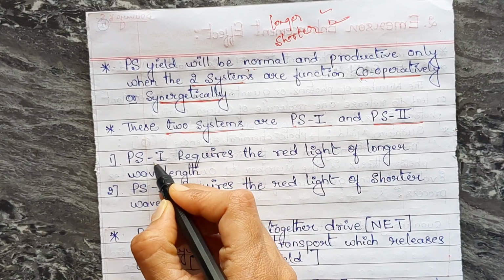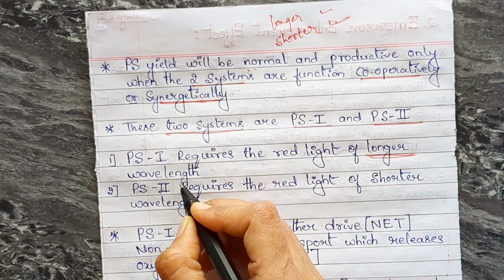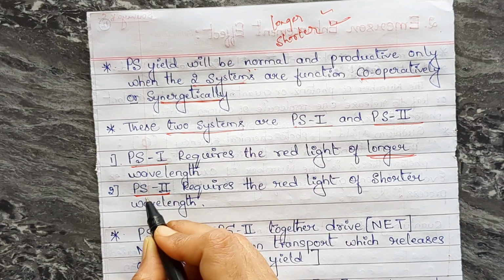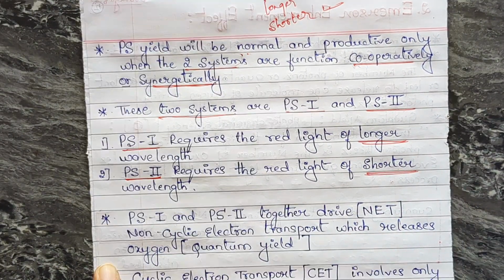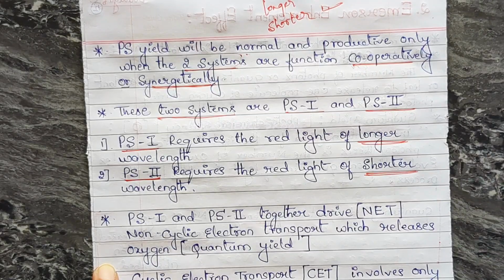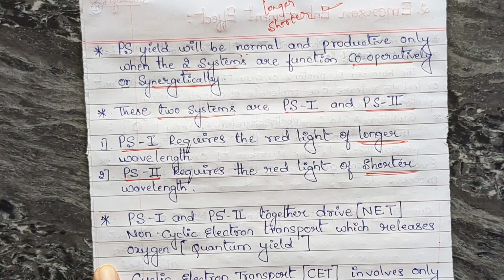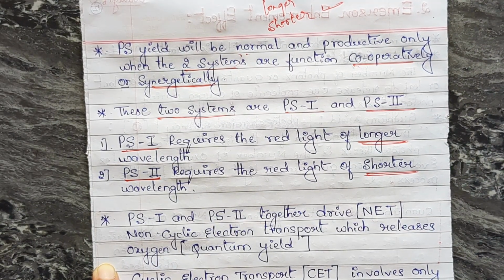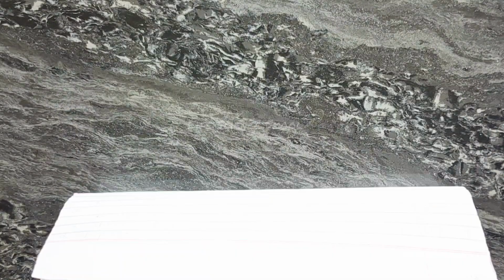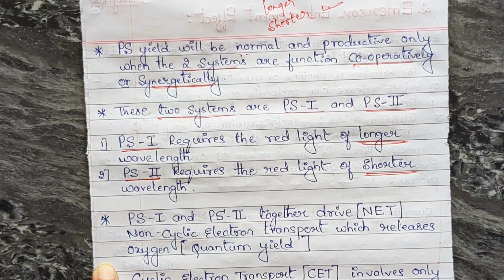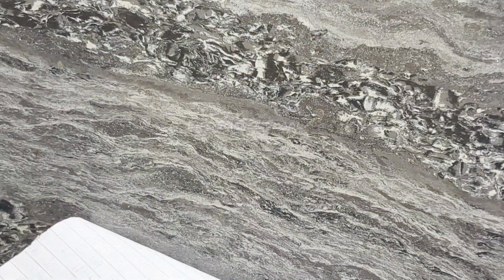Here photosystem 1 requires red light of longer wavelength and photosystem 2 requires red light of shorter wavelength. Don't neglect any of the points which I am explaining here, because all these points are important to learn the next concept. So be always connected with the content. Don't miss out a single point. If you miss out a single point, you are not going to understand the next concept. And also the connections, how we connect your previous knowledge to the new knowledge, so that you understand in a better way.